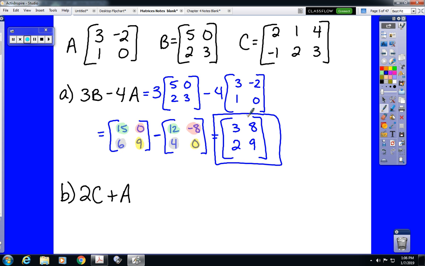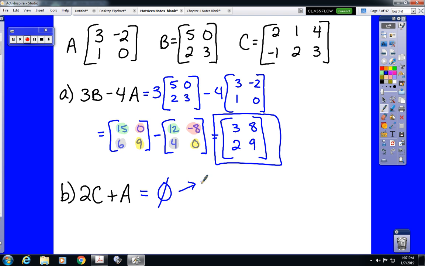That brings us to our bottom example here, 2C plus A. Now we normally would do the scalar multiplication first. However, we don't need to do even that much, because if you look back up at the directions, C and A are not the same shape. C has 2 rows and 3 columns. A has 2 rows and 2 columns. They're not the same shape. And if they're not the same shape, then we cannot do this problem. We could do the scalar multiplication, but we would not be able to do the addition that follows it.